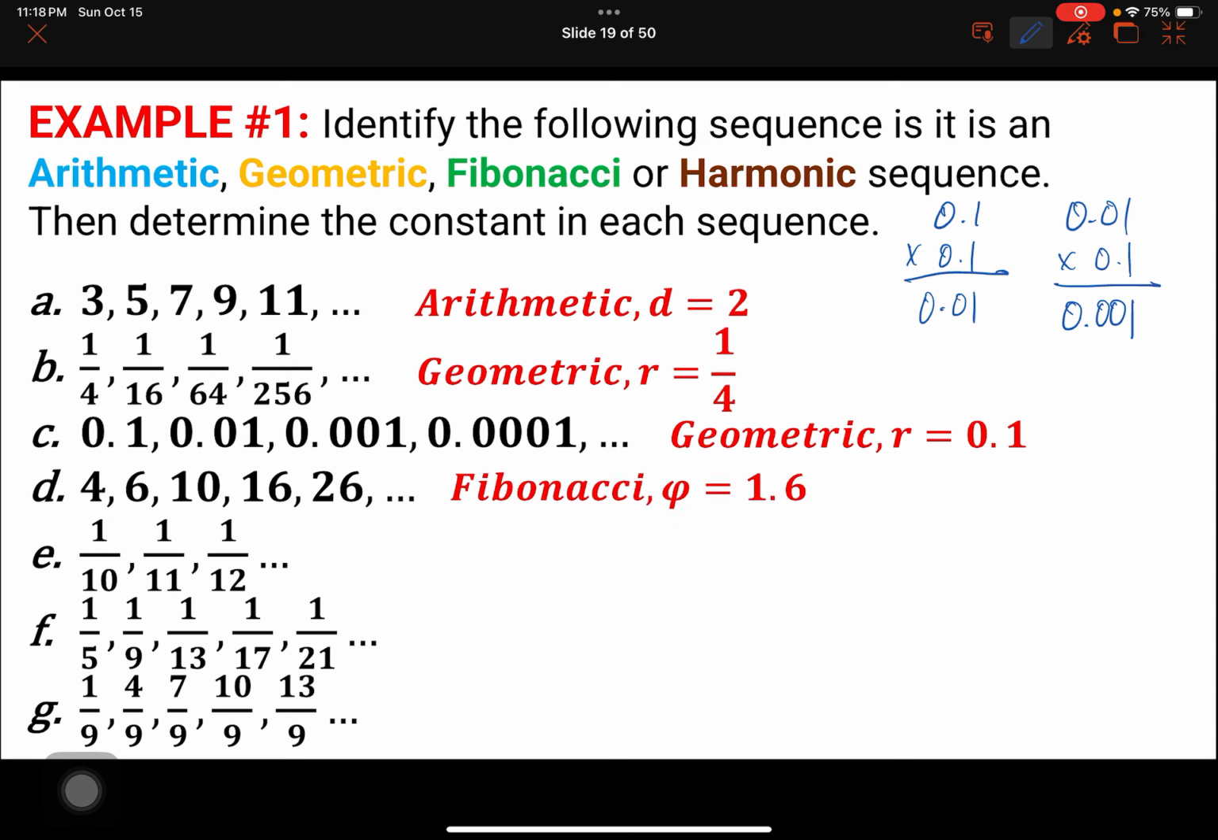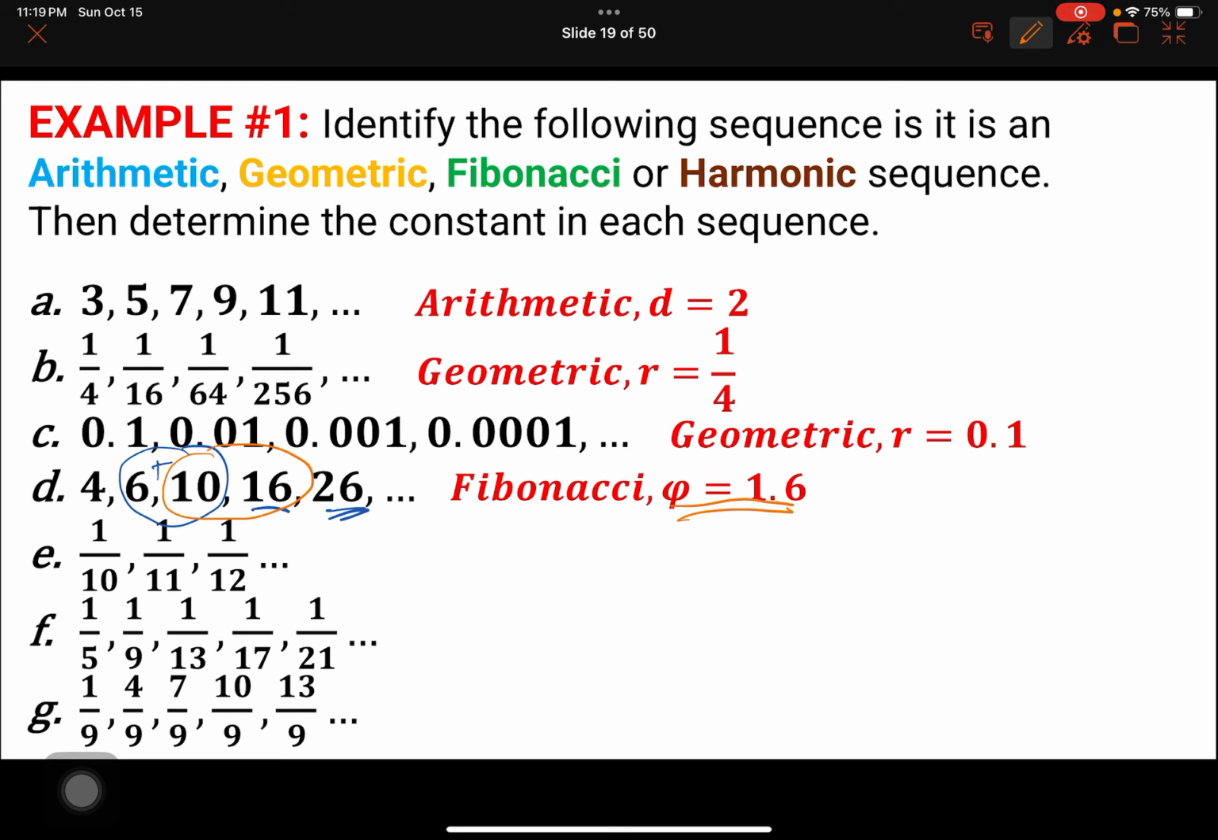Then next, it is a Fibonacci sequence because to have the 10, dapat pinag-add si 4 and 6. And to have 16, we have 6 plus 10. And to have 26, kailangan natin ng 10 plus 16. And approximately, lagi yung value ng golden ratio natin is 1.6.